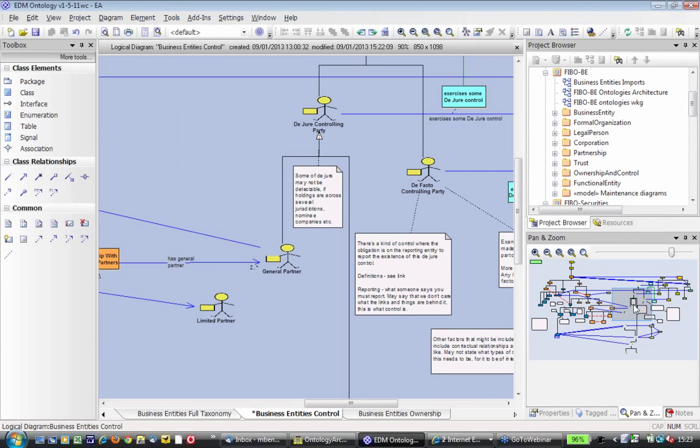I'm looking at my diagram here. Here we go. De jure controlling party includes general partner in the partnership. I'm hoping that what we did with partnerships has therefore helped us to get the right level of generality for the overall things.